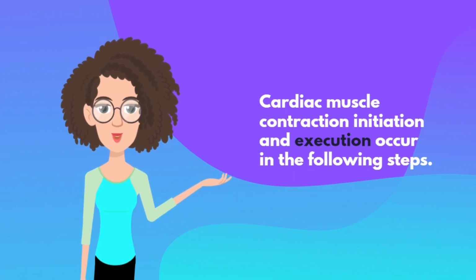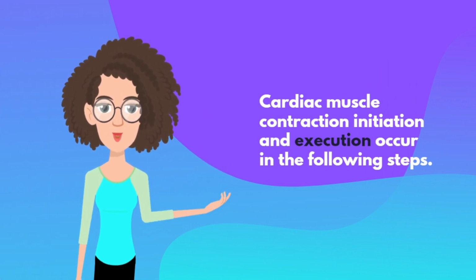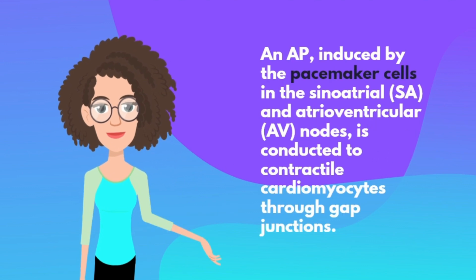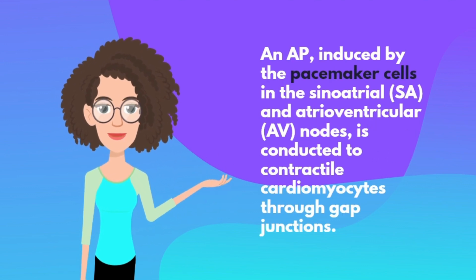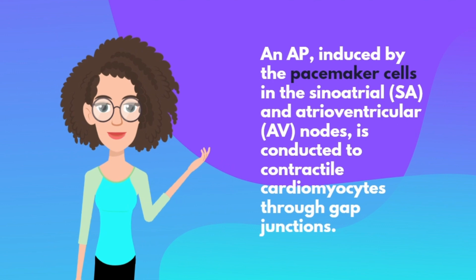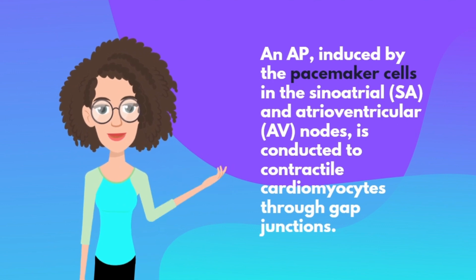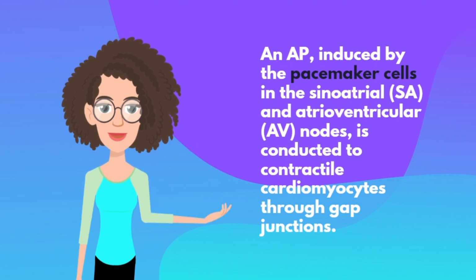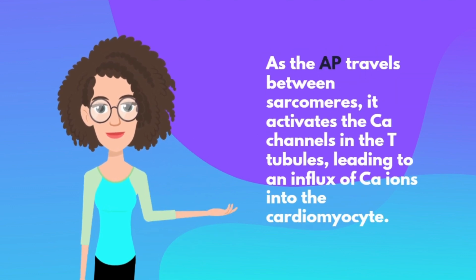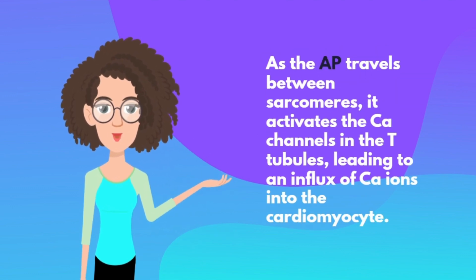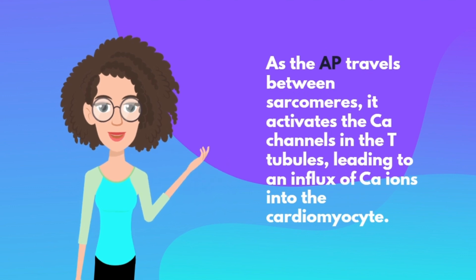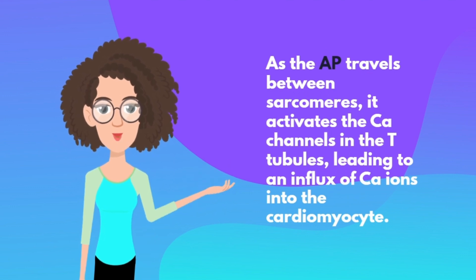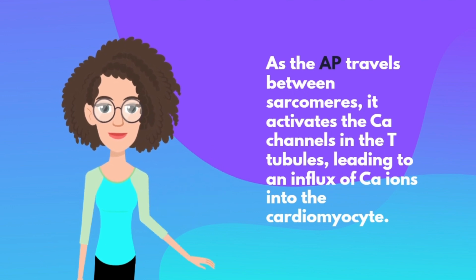Cardiac muscle contraction initiation and execution occur in the following steps. An AP, induced by the pacemaker cells in the sinoatrial, SA, and atrioventricular, AV, nodes, is conducted to contractile cardiomyocytes through gap junctions. As the AP travels between sarcomeres, it activates the Ca channels in the T tubules, leading to an influx of Ca ions into the cardiomyocyte.